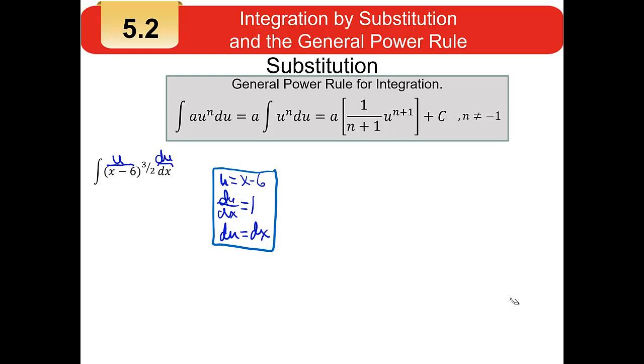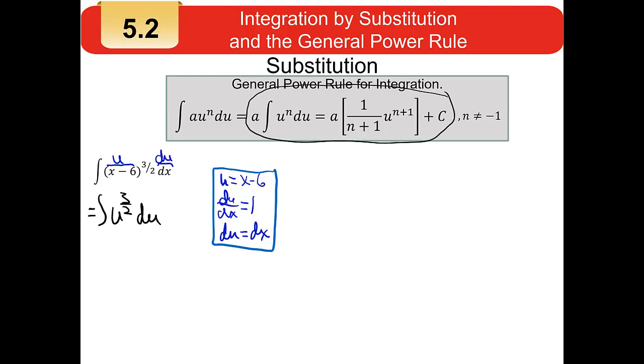The x minus 6 becomes u, the dx becomes du, and you've converted that whole integral into something that has just u's in it, which is your goal. You get u to the 3/2 du. Now you're ready to use your formula. Your formula tells you what to do.